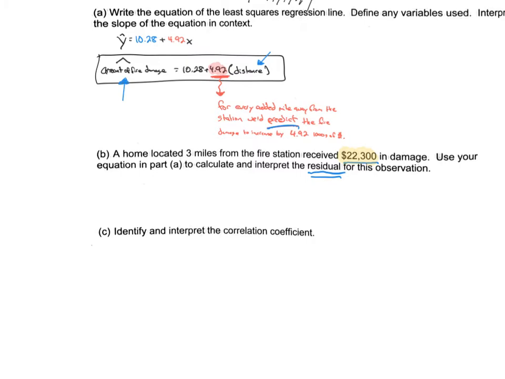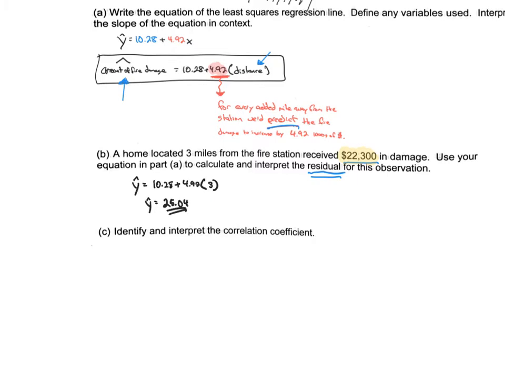So let's do this. Let's go y hat equals 10.28 plus 4.92 times living 3 miles. We're just literally going to plug in 3. So we're going to get y hat equals, let me do this in my calculator real quick, 10.28 plus 4.92 times 3. Looks like we're going to get 25.04. Remember, that's thousands of dollars.